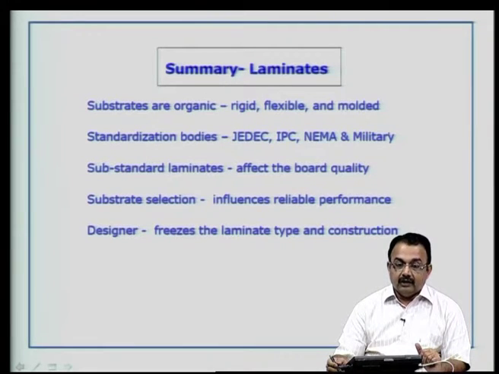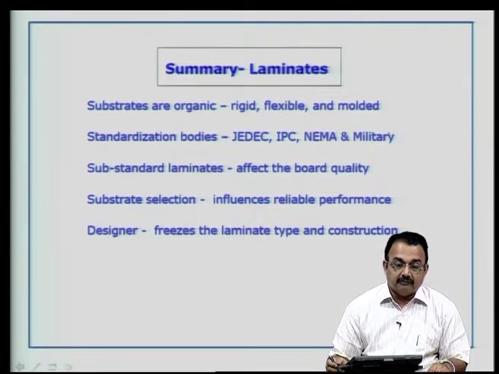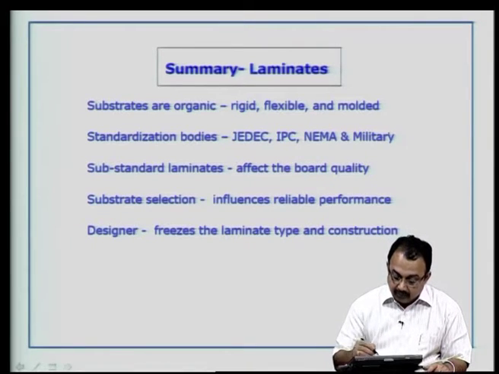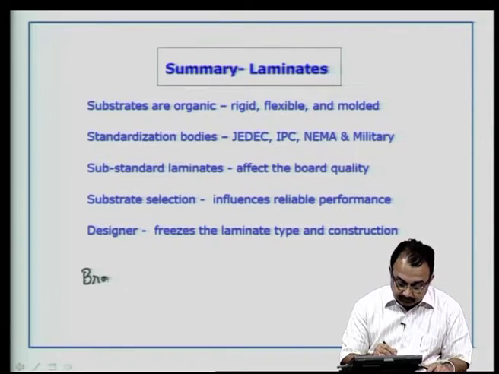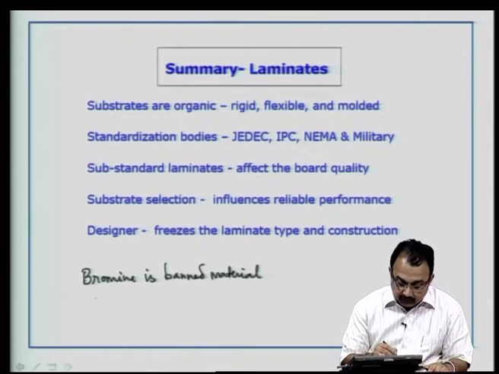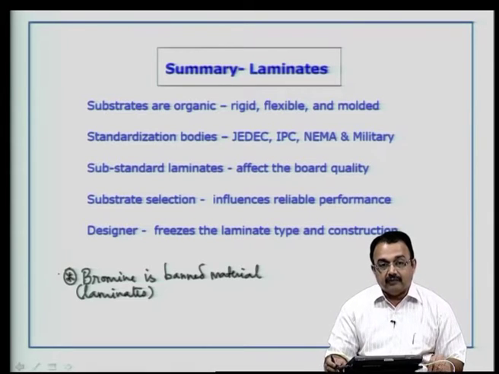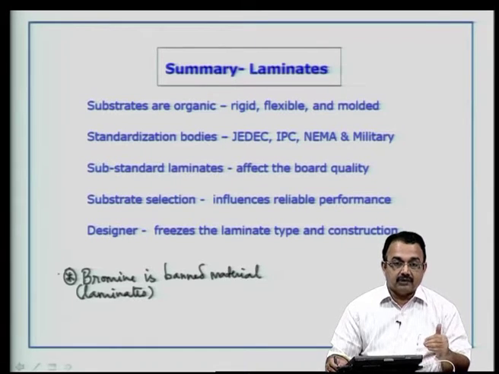In addition, today I talked about the environmental aspects of laminates. Most laminates contain bromine as a fire retardant or a flame retardant material, but today bromine is banned. Bromine is a banned material in the PCB or the electronics industry. So, laminates which contain bromine are slowly being phased out. Environmentally, if you talk about the requirement for laminates, we are moving into an era where bromine is replaced by materials like phosphorus and so on.